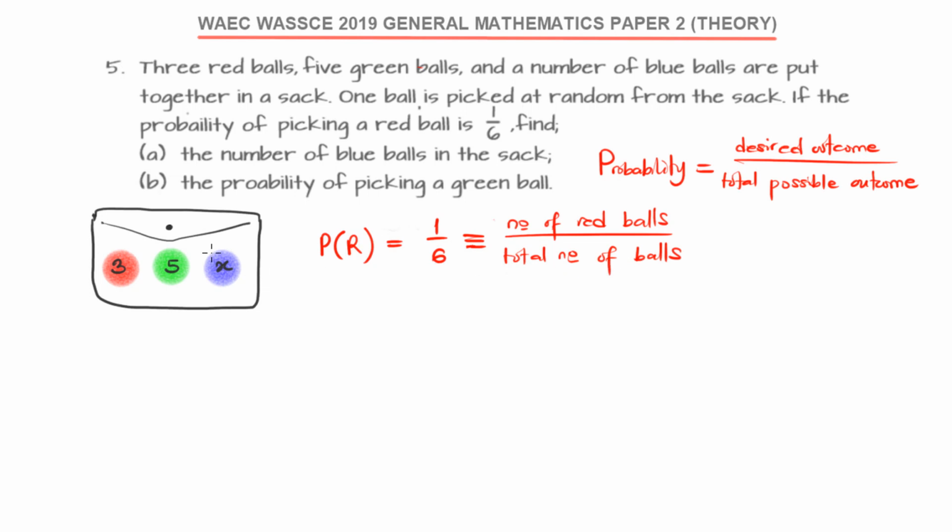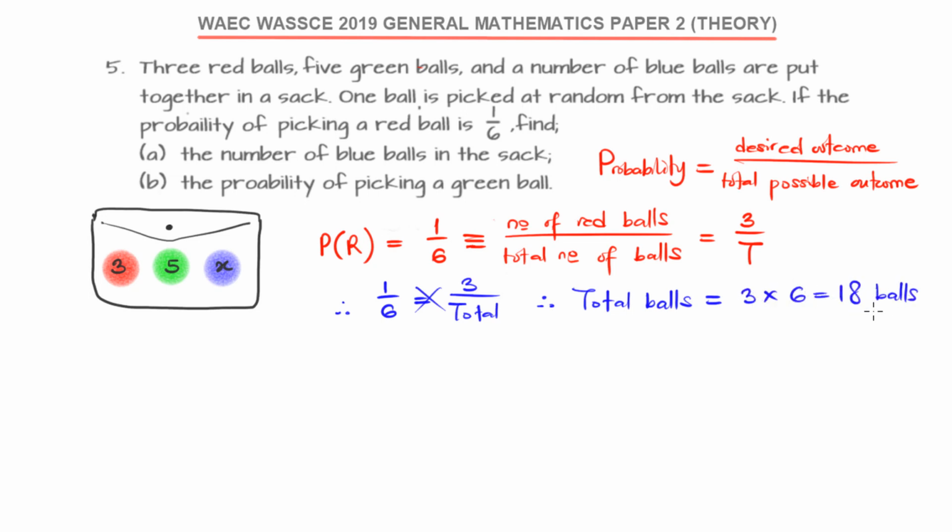Okay, we don't know the total number of balls yet, but we can use this to find it. This relates to the total number of red balls, that's 3. The total number of balls we can say is T, we don't know. So 1/6 is 3 over T, and if we cross multiply, the total number of balls in the sack is 3 times 6, and that is 18 balls.